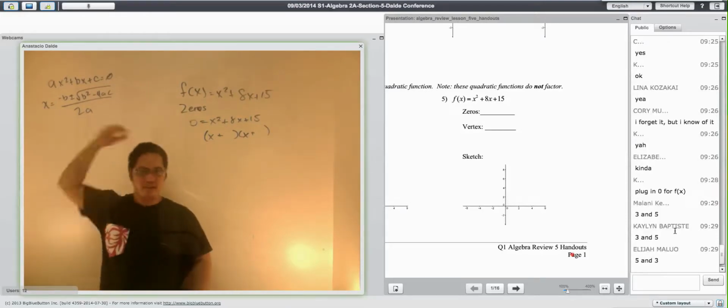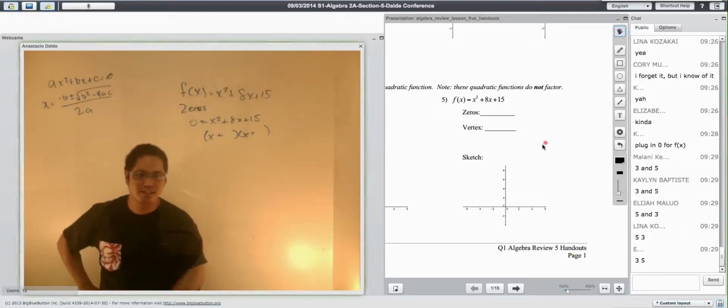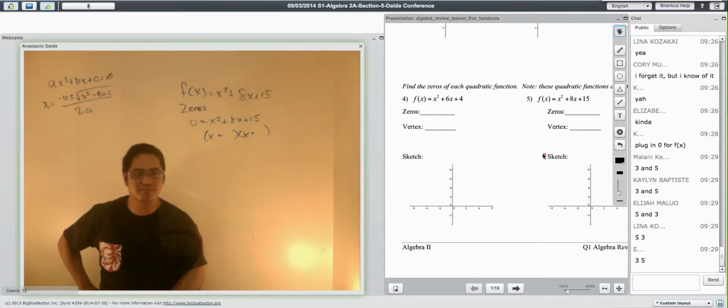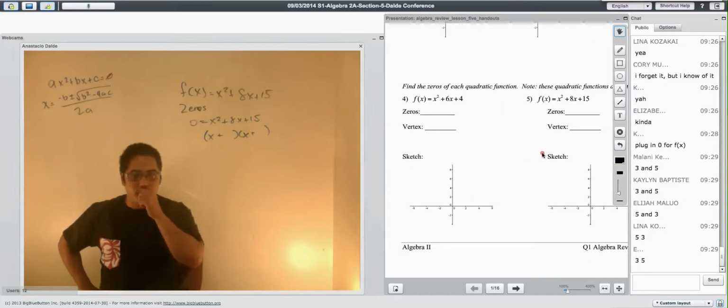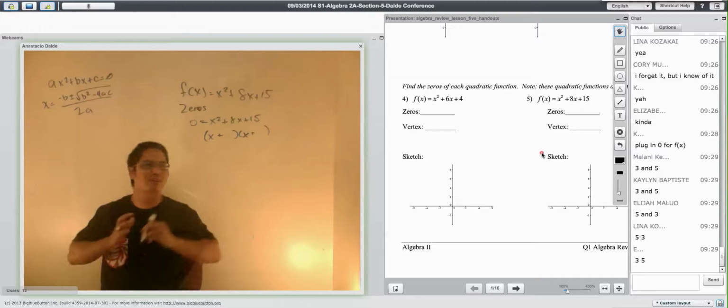Three and 5, 5 and 3. You know what? Why the heck did they tell me that these quadratic functions do not factor? Both of these factor perfectly. I don't understand, these guys are off their rocker. Yes, I agree with you. 3 and 5, 5 and 3.